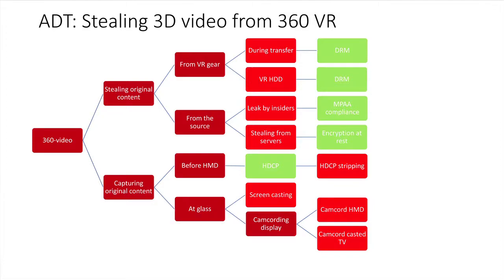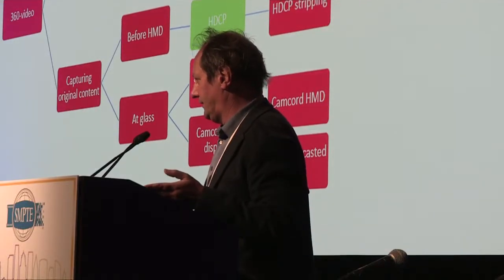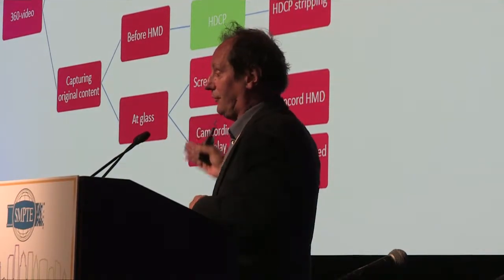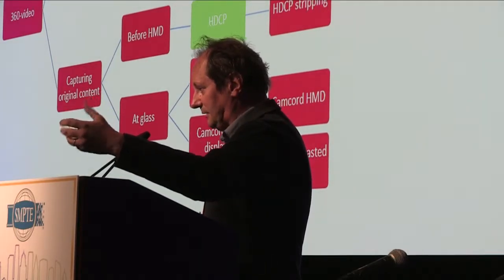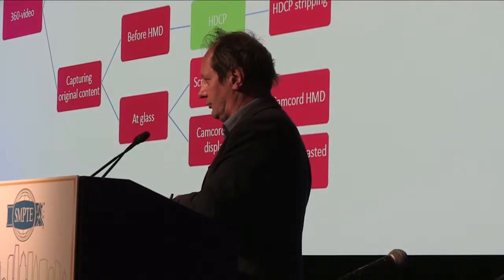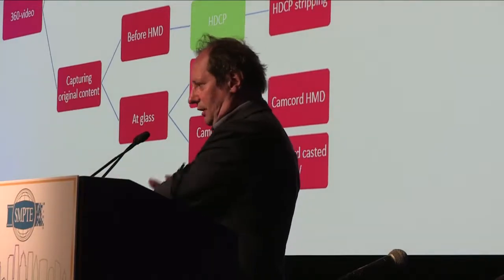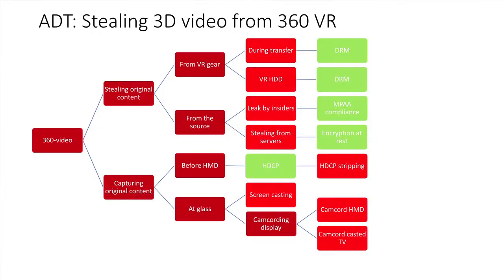Okay, so sorry, my mistake, I did not verify that the animation was there, so we'll have to work that out together. Okay, let's start with the first one. I want to steal a 360 video. So I have two places where I can steal it. I can steal the original content, that means the one which has not been displayed, or I can capture the content. So you understand the difference between capturing, that means I capture something which is rendered, and stealing the original content, okay?